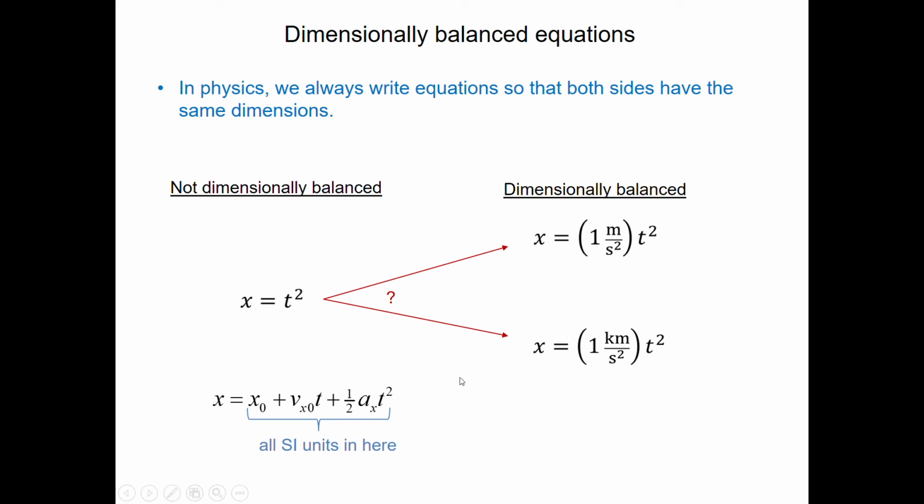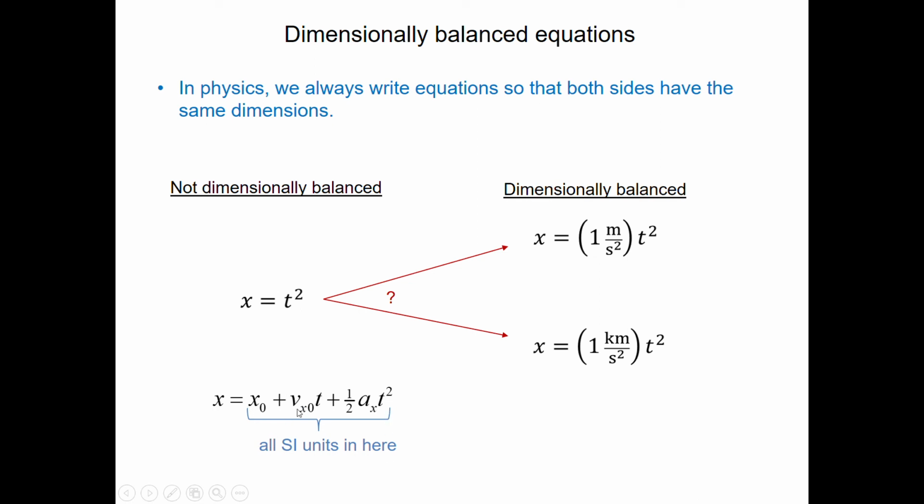The virtue of using all dimensionally balanced equations is not just that we won't get confused, although that's primarily the reason we do it, but it's going to help us be a little bit lazy about putting in units when we're using all SI units. The idea is, here's an equation that we'll become very familiar with starting in Chapter 2. It tells us how to compute the distance something has moved along the x-axis as a function of time t.